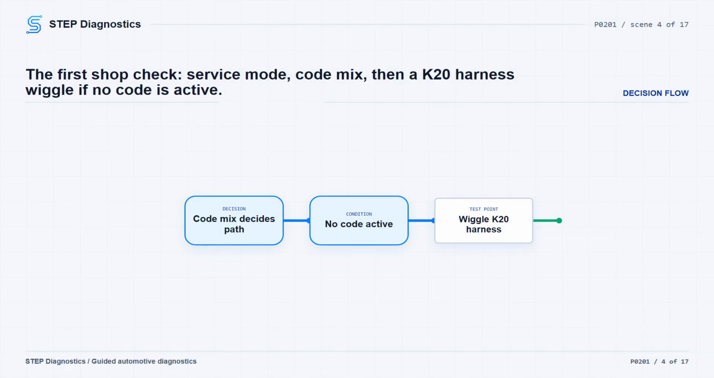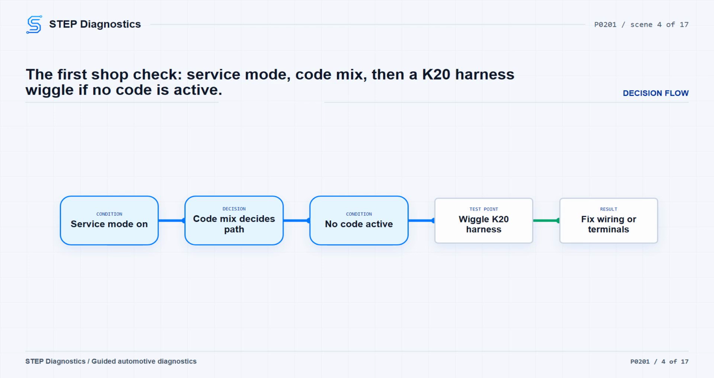If other codes are present, use them only to choose the correct test path. If no code is currently set, run the engine and watch the cylinder current misfire counters while you wiggle the harness and connectors at the engine control module. If the counter increments during that wiggle test, repair the wiring, terminals, or connector issue you just exposed.